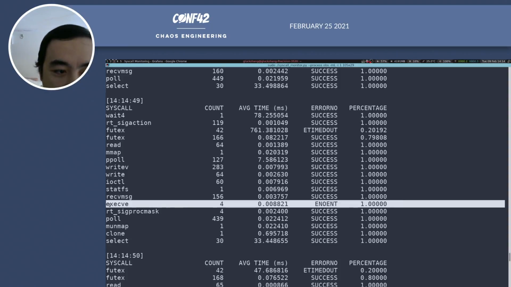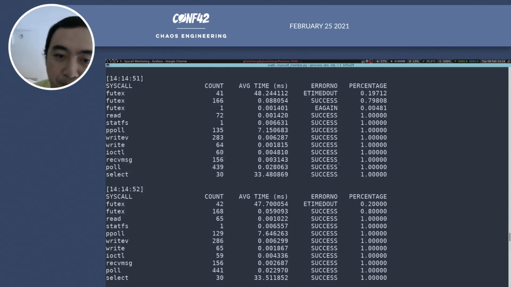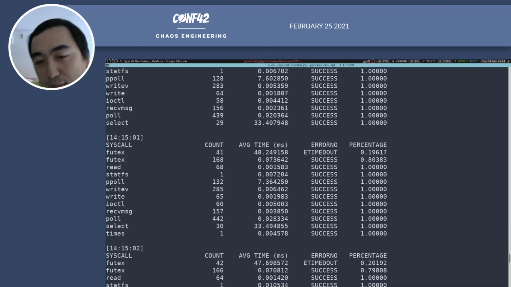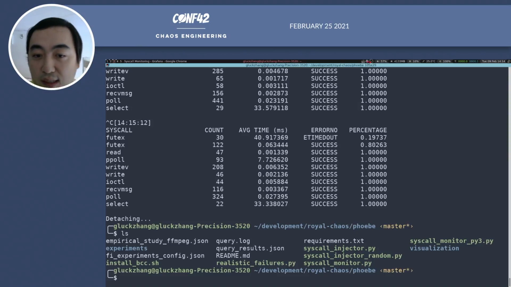For example, this one, EXECVE, failed 4 times in 1 second, and all of them returned an ENOENT error code. So this is just an idea: we can feel the presence of system call invocations behind one application. Every application indeed makes lots of system calls, and some of them fail naturally.